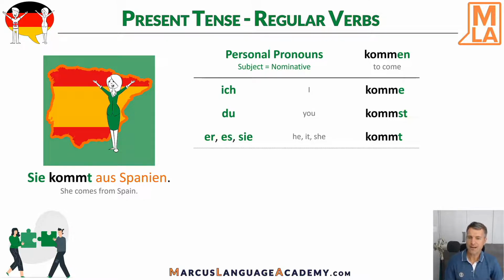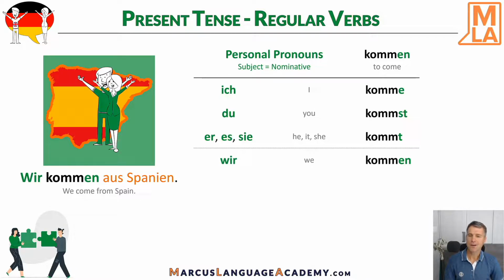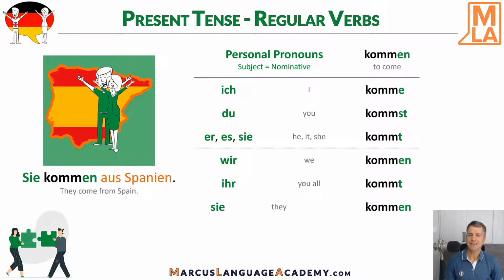Now let's have a look at the plural. Wir kommen aus Spanien. We come from Spain. The ending for the first person plural is en. Ihr kommt aus Spanien. You all come from Spain. The ending for the second person plural is t. Sie kommen aus Spanien. They come from Spain. The ending for the third person plural is again en.